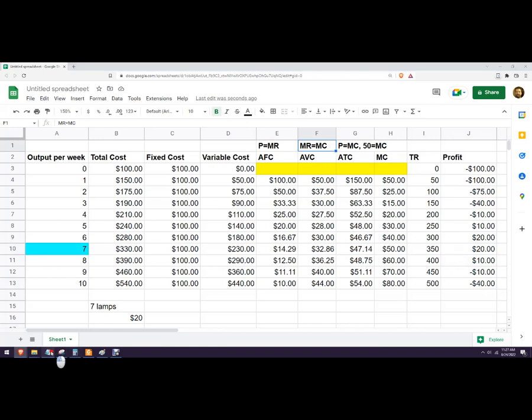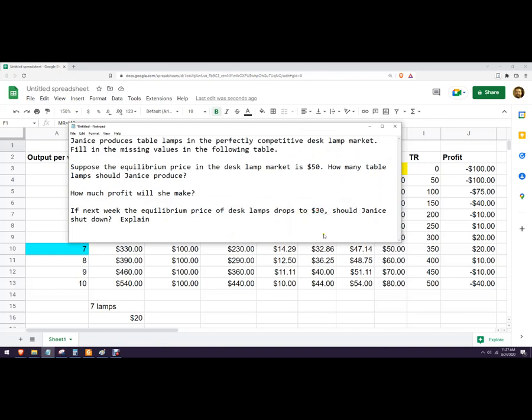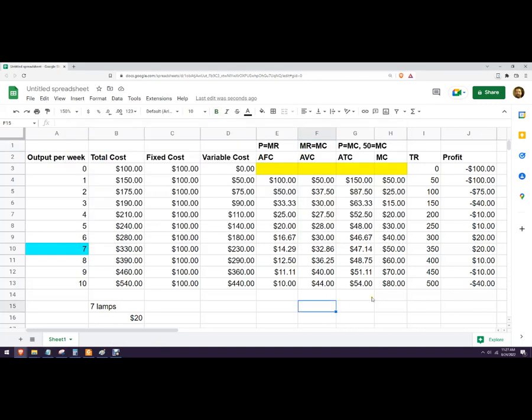Okay. And then next week the price drops to 30. Will this firm stay in business? So they're going to produce as long as that price is above average variable cost. So we can just look at the average variable cost column, and the minimum of average variable cost is $27.50. So the answer is yes, I would go ahead and produce because that's better than shutting down. Okay. If you wanted to, you could change this column right here to see that. And then we'll just change that all the way down there.